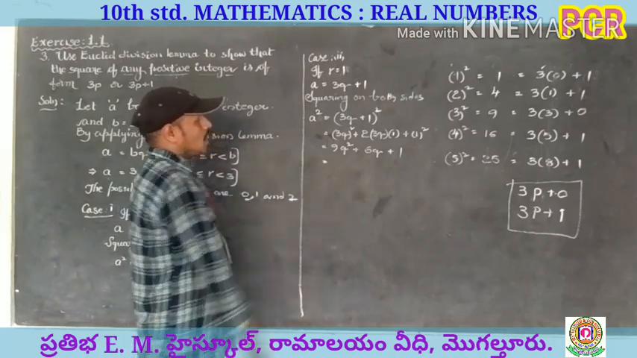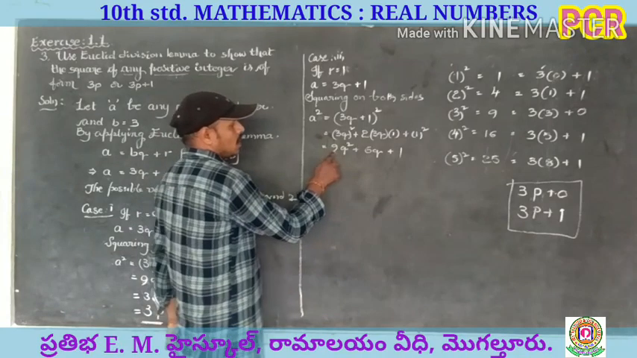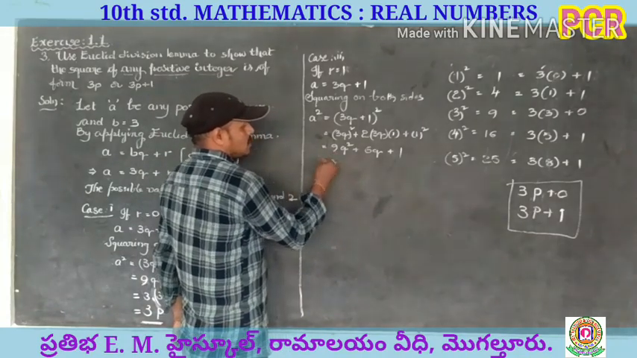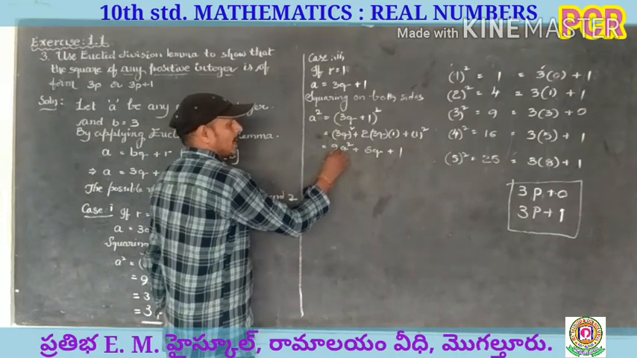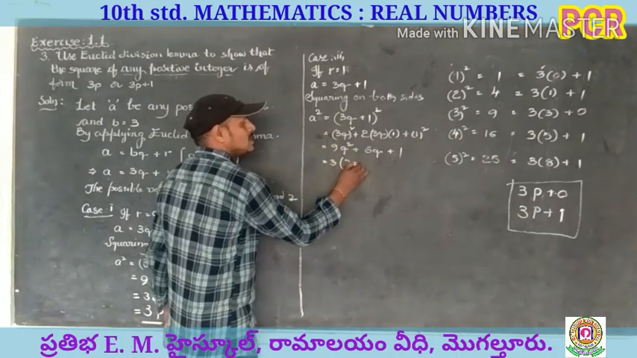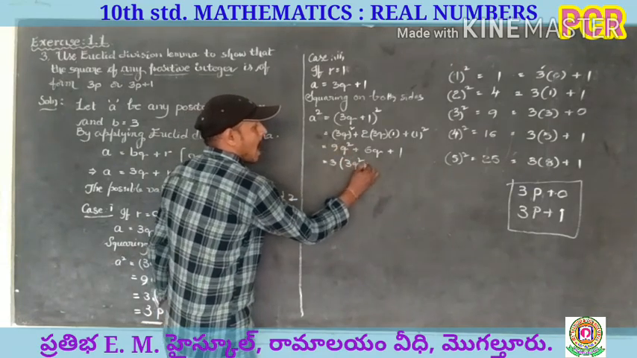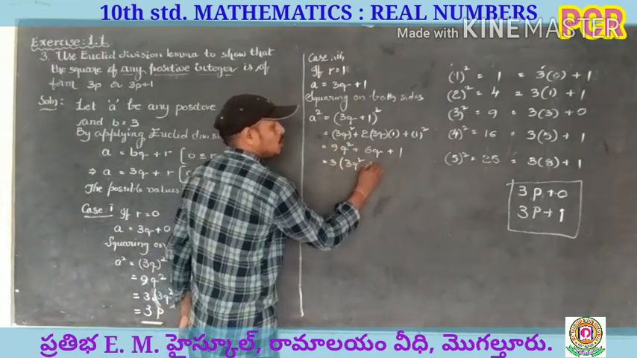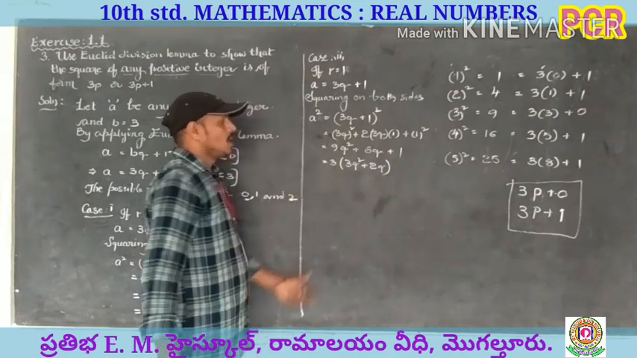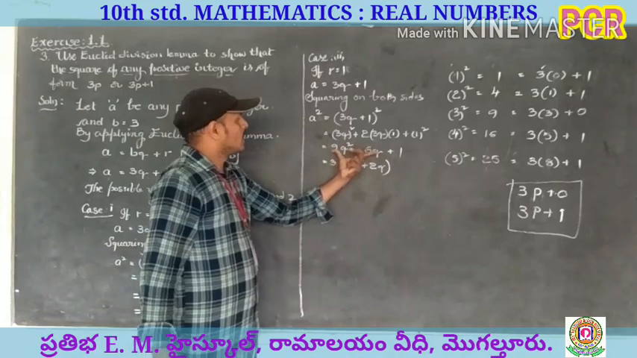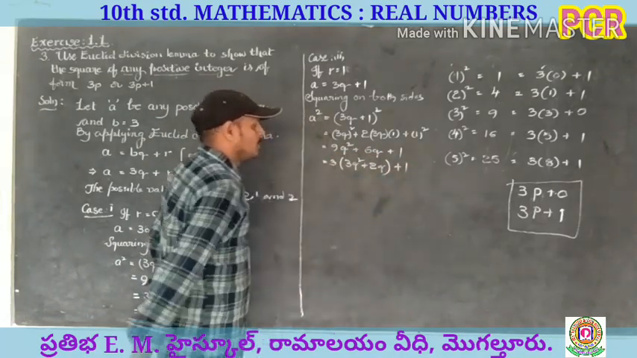Now, can you write it as a multiple of 3? Yes. Take 3 as a common factor. In 9, 3 how many times? 3 times. You can write it as 3q square, 3 into 3, 9, q square. And in 6, how many times? 2 times. 2 threes are 6, into q. So we can write it as a multiple of 3, plus 1.